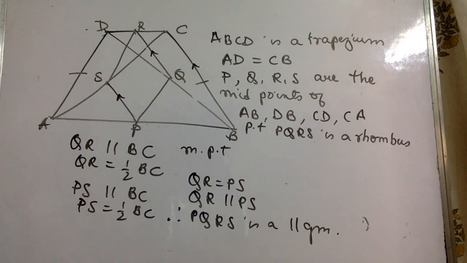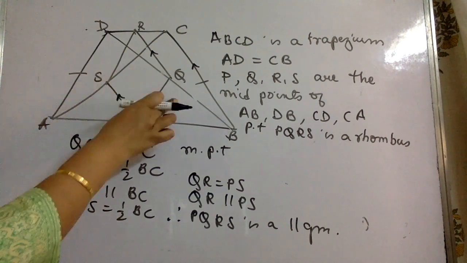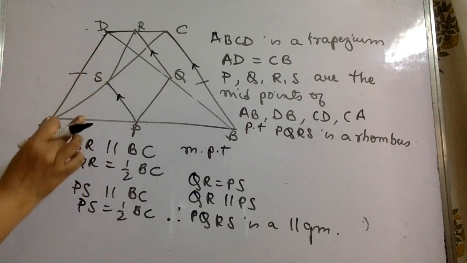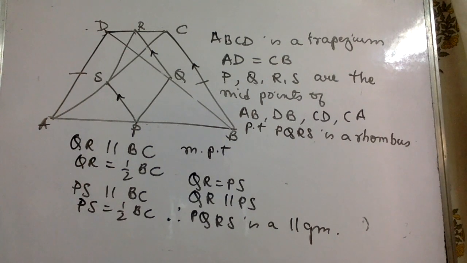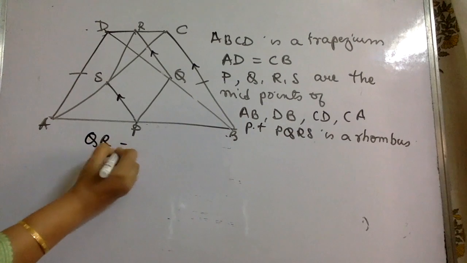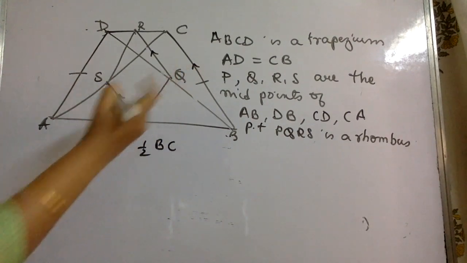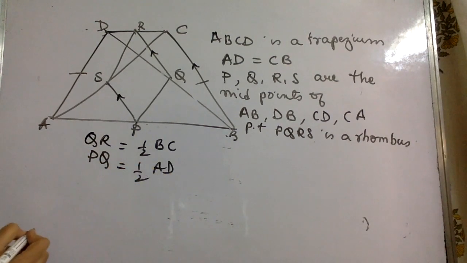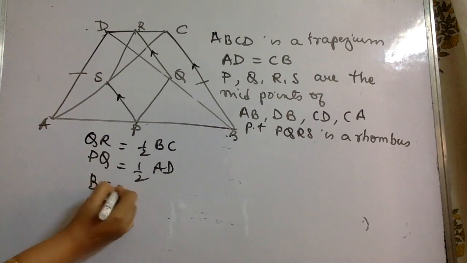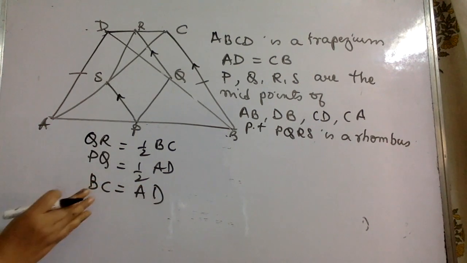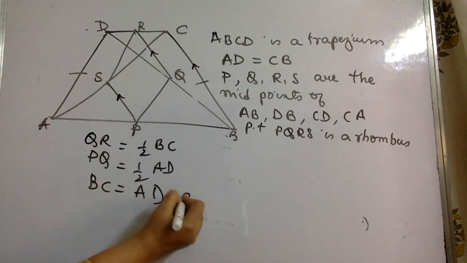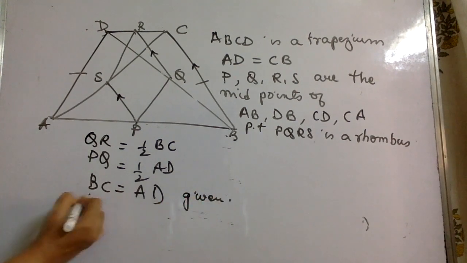Now QR is equal to QP, and QP is also equal to RS. Okay, so we can therefore write, QR is equal to half of BC, that we already know. Now we are going to write PQ is equal to half of AD, yes, and BC is equal to AD, isn't it? BC is equal to AD. Okay, why is BC equal to AD? Because this is given, yes. Therefore what can we say now?